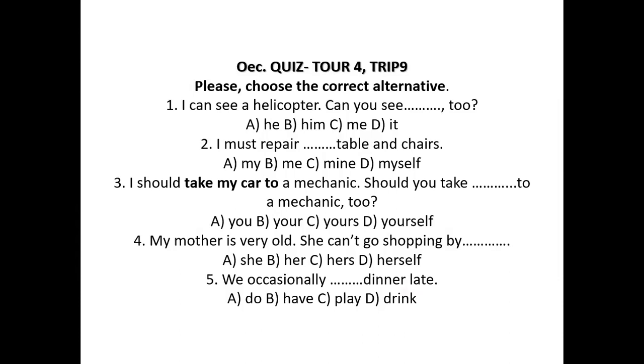4. My mother is very old. She can't go shopping by blank. She? No, she is a subject pronoun. Her? No, her is an object pronoun and adjective pronoun. Hers? No, it's a possessive pronoun. Yes, we need a self pronoun. She can go shopping by herself or on her own. On her own. Please remember, always remember this. She can go shopping by herself or on her own.